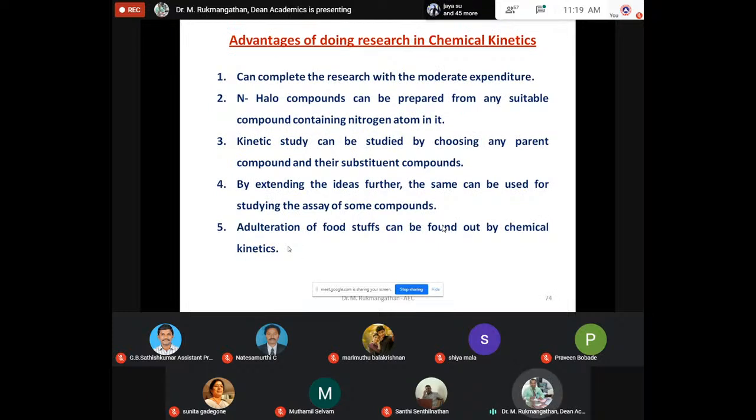What are all the advantages of doing research? As far as MSc or MPhil or PhD students are concerned, what are all the advantages of doing research in chemical kinetics? We can complete our research works with moderate expenditure.